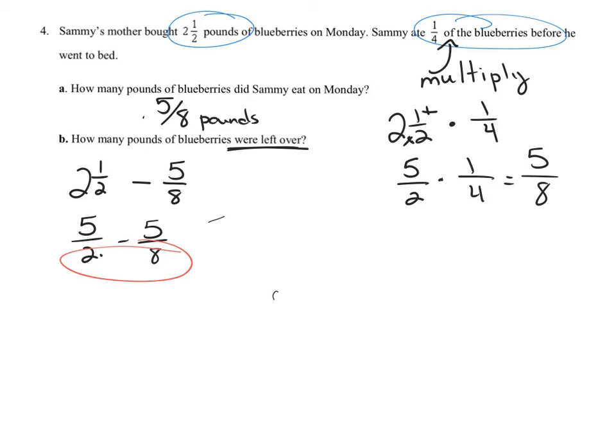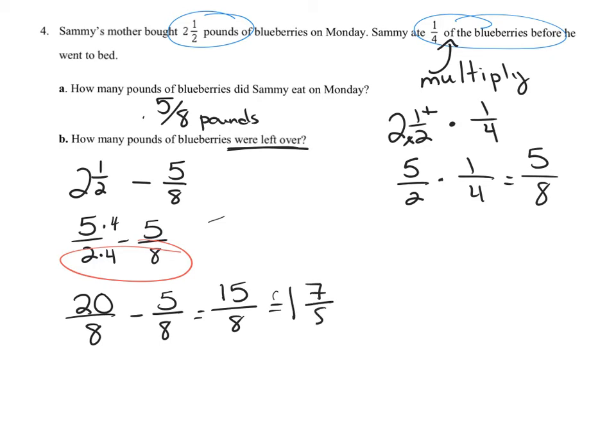So I know I can multiply 2 by 4 to get 8. So I'm going to change this to 8, so I also need to multiply this by 4, which gives me 20/8, and I'm going to subtract 5/8, which leaves me with 15/8. And if I simplify that, that gives me 1 7/8. So that is how much blueberries are left over, 1 7/8.